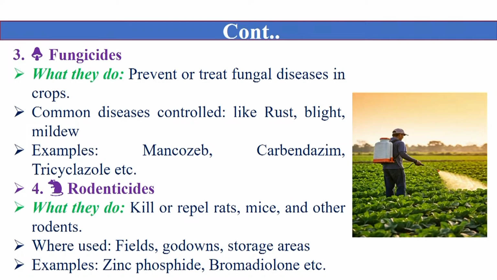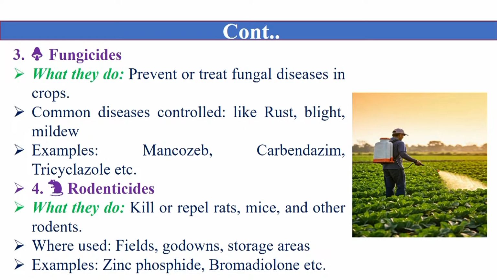And next is fungicide. I think you are all aware of fungicides, and I have given some examples. Basically, they prevent or treat fungal disease in crops, trees, plants, seeds and grain also. Common diseases controlled include rust, blight and mildew. Other examples of this pesticide, fungicide, are mancozeb, carbendazim, triazole, etc.